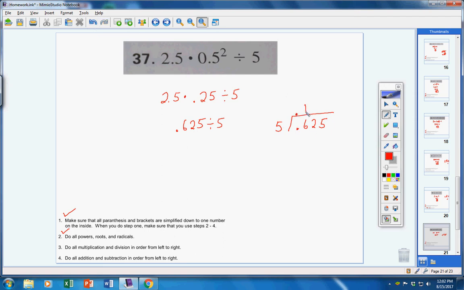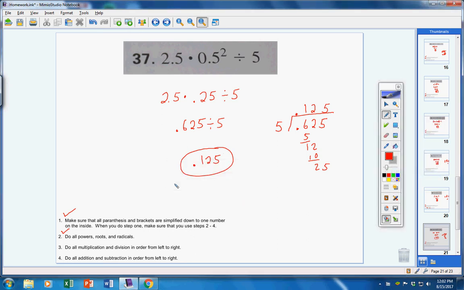5 goes into 6 once. 1 times 5 is 5. Subtract. Bring down your 2. 5 goes into 12 2 times. 2 times 5 is 10. Subtract. Bring down your 5. 5 goes into 25 5 times. So 0.625 divided by 5 is 0.125. And that is the correct answer.